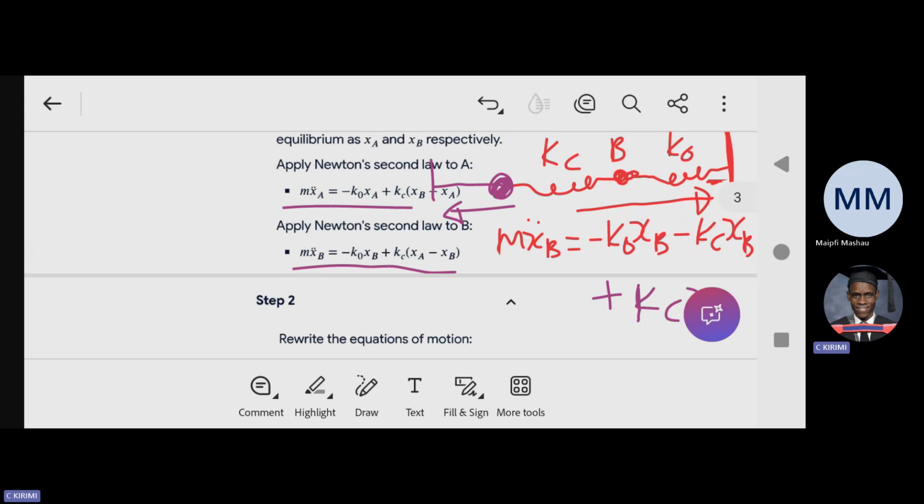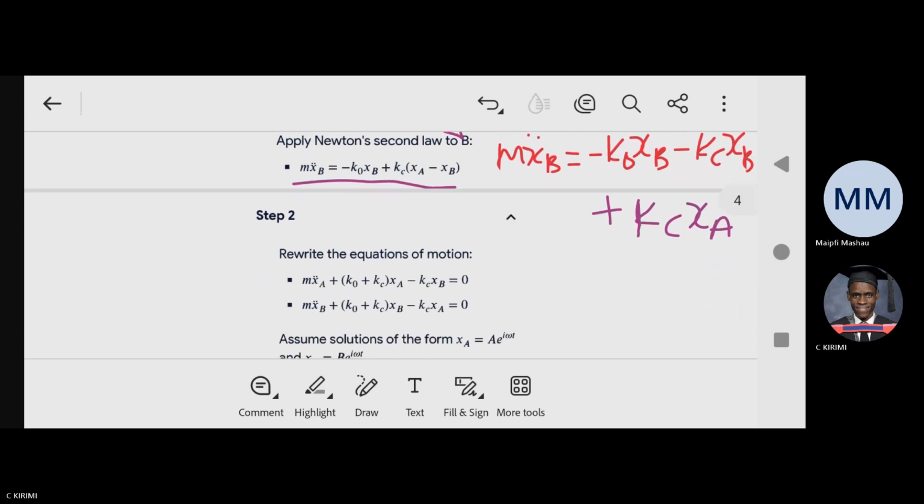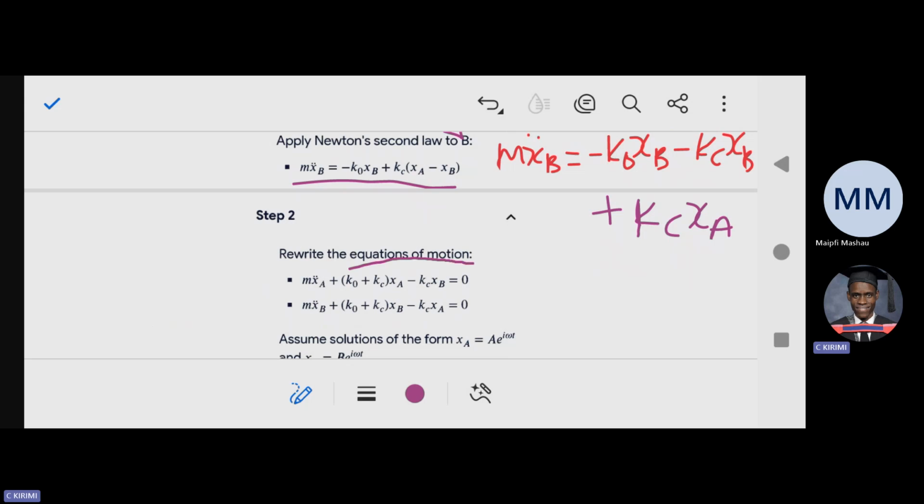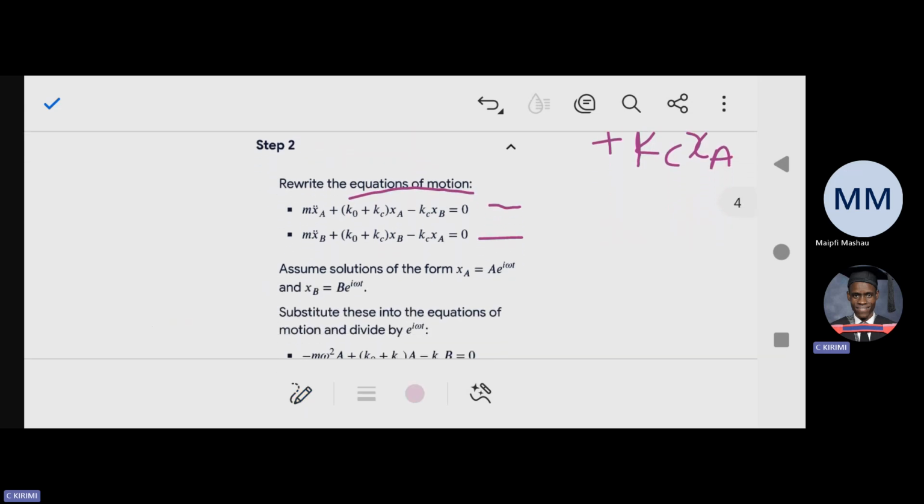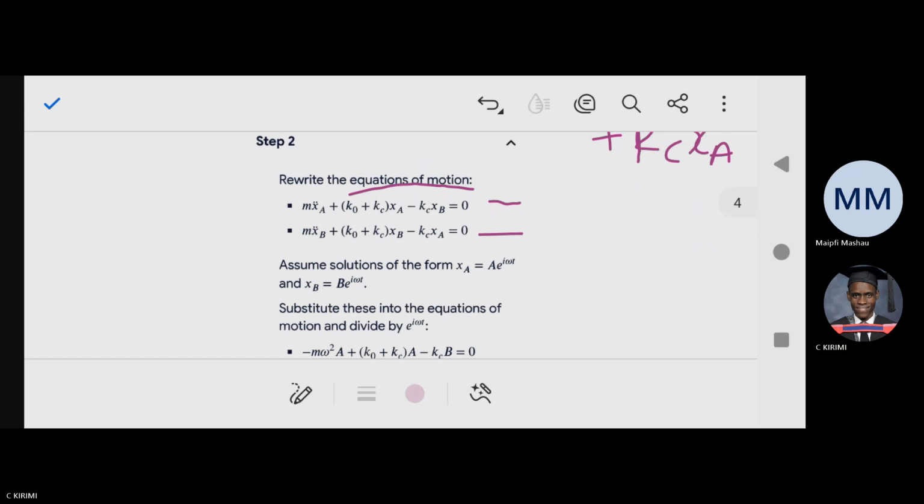I understand. Right. So now we are going to the second part. We rewrite the equations of motion, which means this is the first equation that we got for A. We equate it to what? To 0. And we rewrite the second equation of motion. We equate it to what? To 0. So these are our two equations of motion. What are we supposed to find from these two equations of motion? What are we trying to solve? That is the question. We are going to solve those two equations.